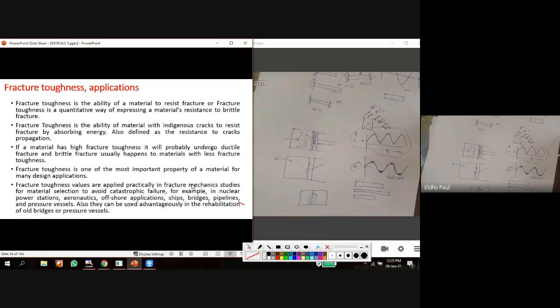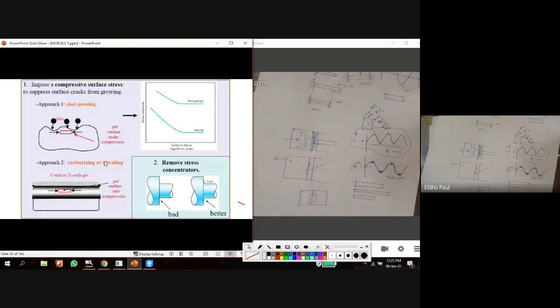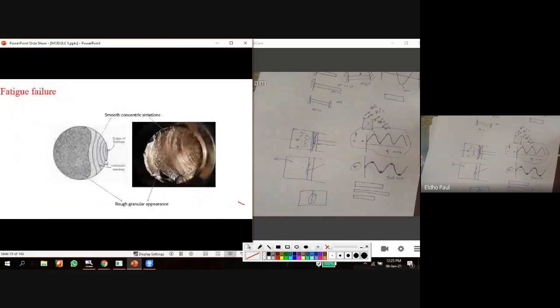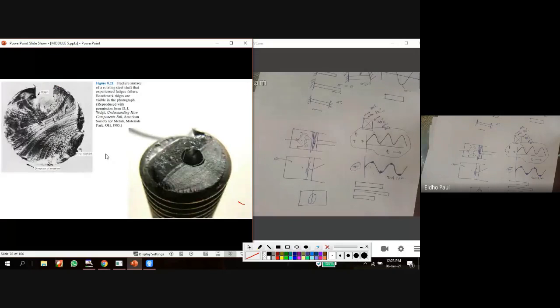We have already covered the fatigue portions. Any doubt in this fatigue failure? It is a very important type of failure in engineering applications, because most of our engineering components are subjected to fatigue load, cyclic load. That cyclic load may be direct stress or may be because of thermal variation. So we should consider fatigue failure of the component while designing any component.